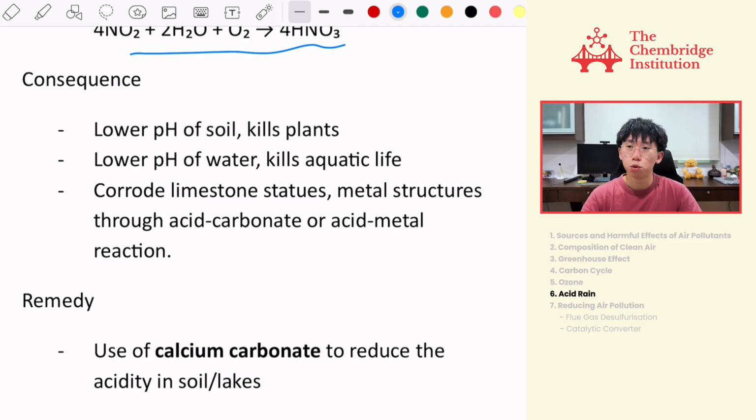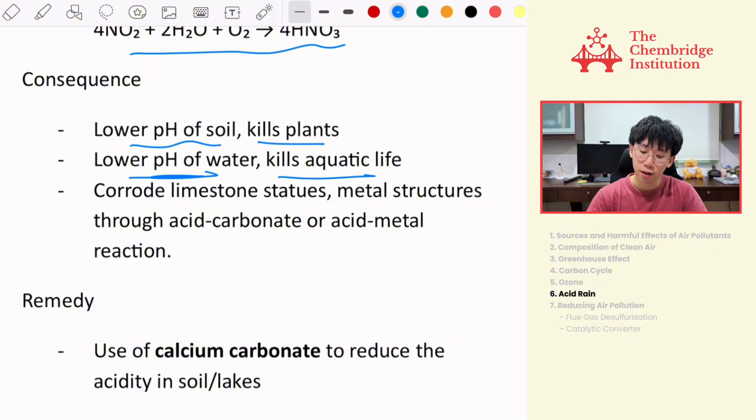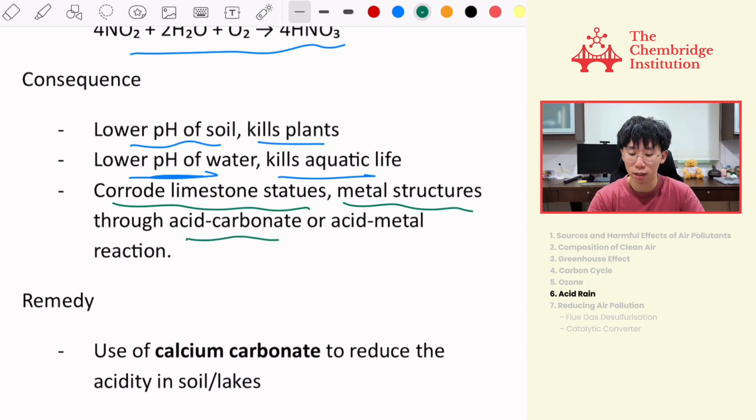Well, once you have this acidic rain falling from the sky, and these are actually very strong acids, take note, like nitric acid and sulfuric acid, these will lower the pH of your soil and kill plants. They will lower the pH of water, so they will kill your aquatic life in your aquatic bodies like your lakes and ponds, and these will also corrode your limestone statues and your metal structures through acid-carbonate and acid-metal reactions.